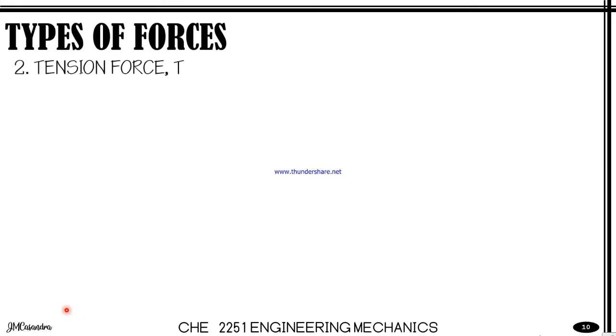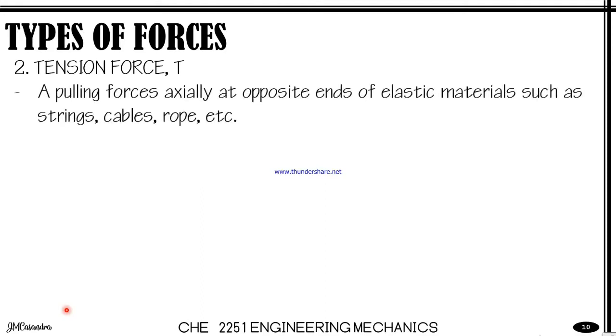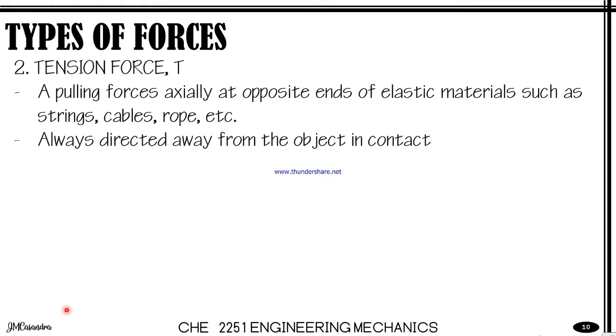The next type of force that we have is the tension force or the tensile force, T. The tensile force is simply your stretching or pulling force that acts at the ends of a string, cord, or rope. So its direction will always be away from the object in contact.